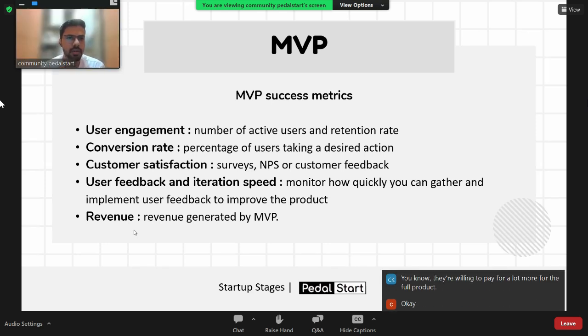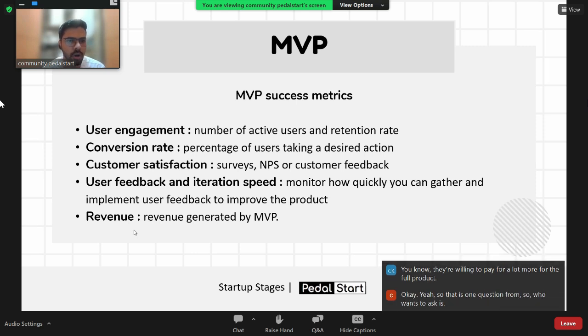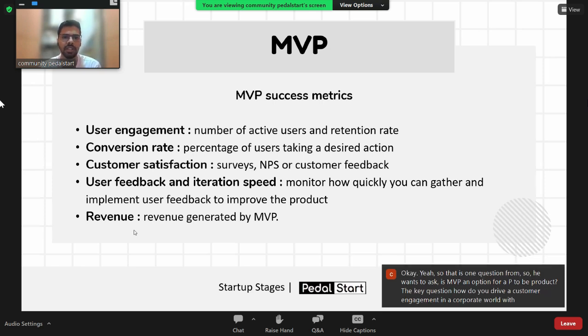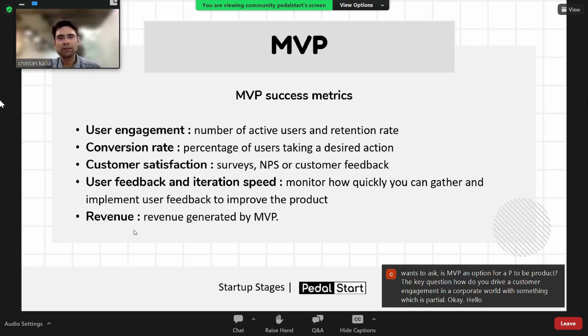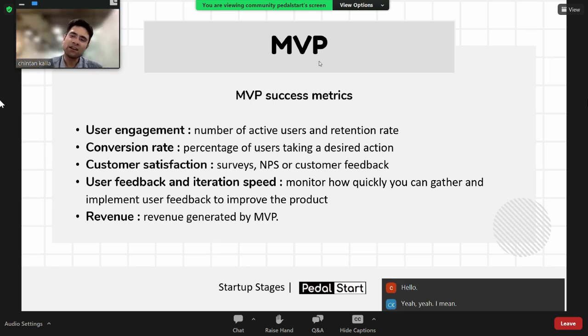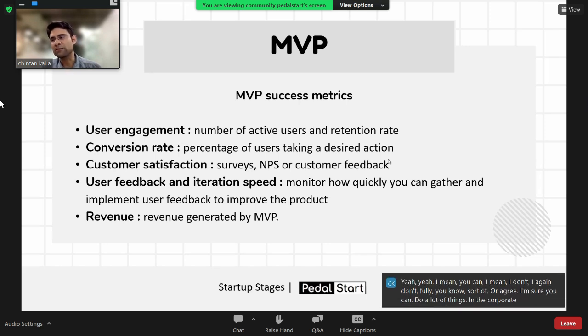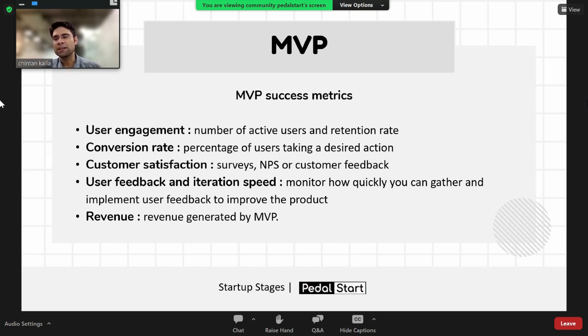Okay. So there is one question from Amit. He wants to ask, is MVP an option for a B2B product? The key question is, how do you drive customer engagement in a corporate world with something which is partial? I don't fully agree with that. I'm sure you can do a lot of things in the corporate world just by building an MVP.